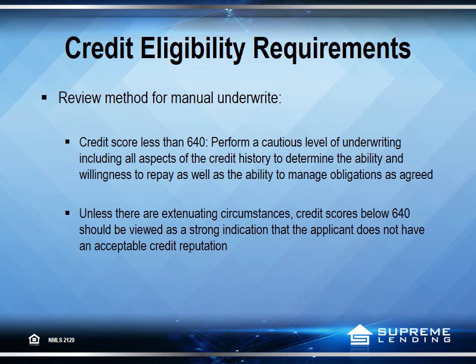The review method for a manual underwrite with credit score less than 640 is to perform a cautious level of underwriting, including all aspects of the credit history to determine the ability and willingness to repay, as well as the ability to manage obligations as agreed. Unless there are extenuating circumstances, credit scores below 640 should be viewed as a strong indication that the applicant does not have an acceptable credit reputation.